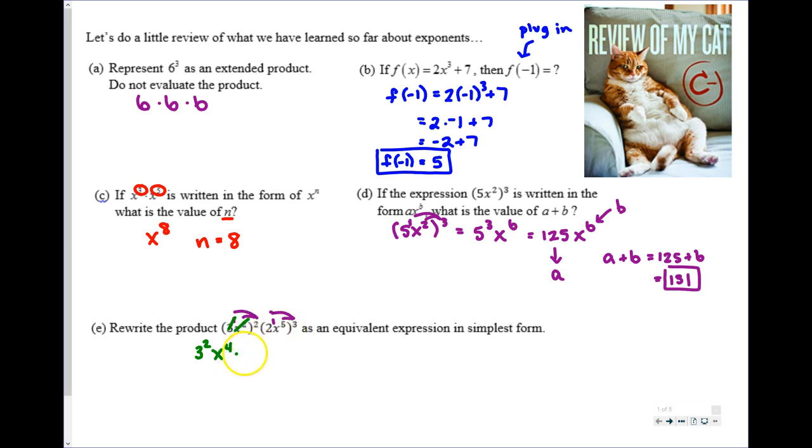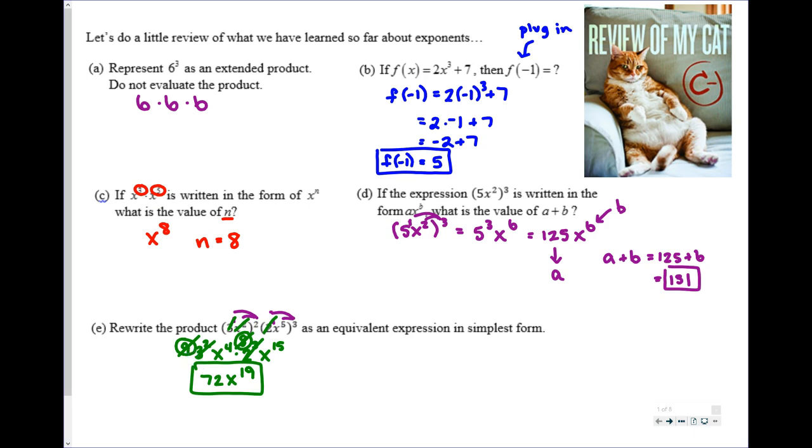Now I have 2 to the third power, because 1 times 3 is 3, and then x to the 15th power. 3 squared is 9, 2 to the third is 8, and then 8 times 9 is 72. X to the fourth times x to the 15th, remember you add those exponents, so you get 72, x to the 19th. So this kind of covers a lot of what we've done so far this unit, okay?